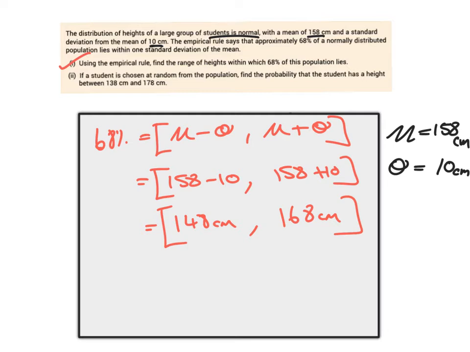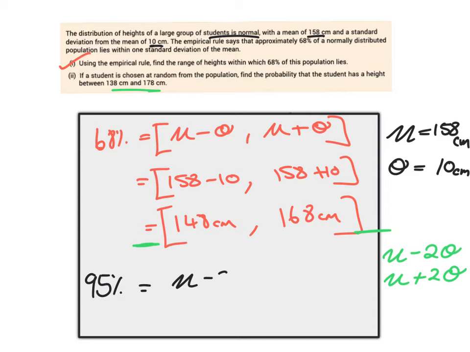If a student is chosen at random from the population, find the probability that the student has a height of between 138 and 178. So we can see here that those numbers are bigger, or they're further away, aren't they? So I'm going to check and see, well, what is the mean minus 2 standard deviations and the mean plus 2 standard deviations, and see, does that get me in this height bracket. Do you remember the number for 2 standard deviations? Hopefully you do, and it was 95%. So that would be the mean minus 2 standard deviations and the mean plus 2 standard deviations.